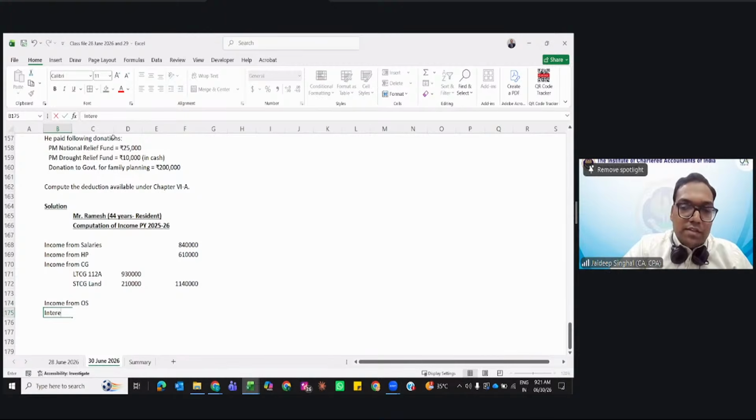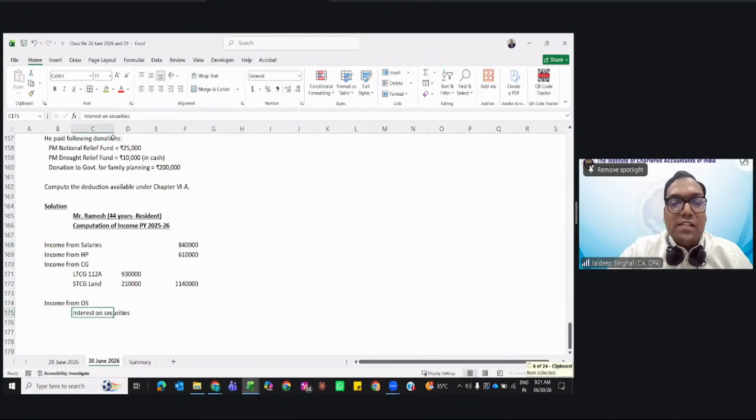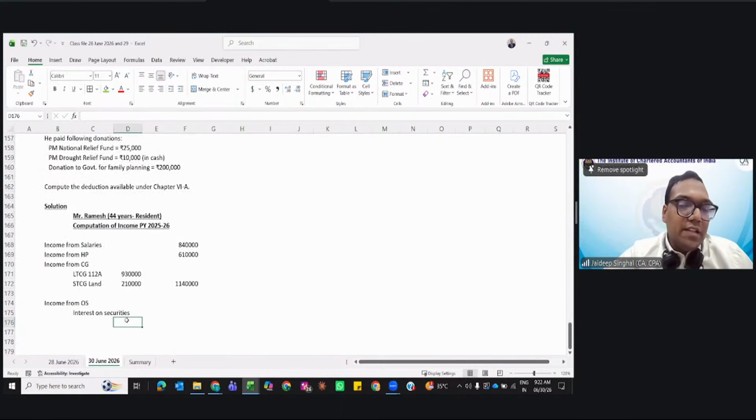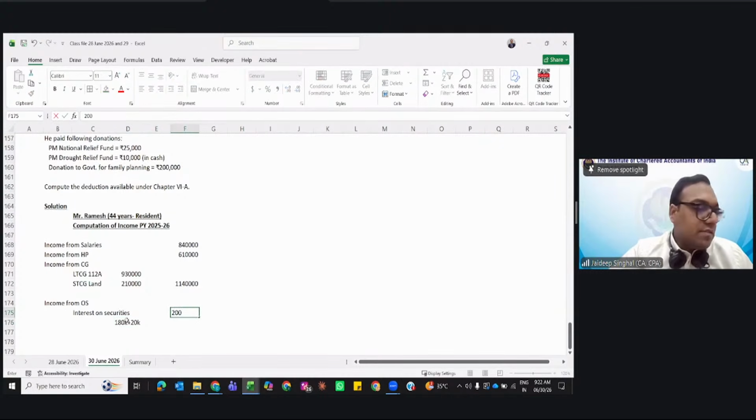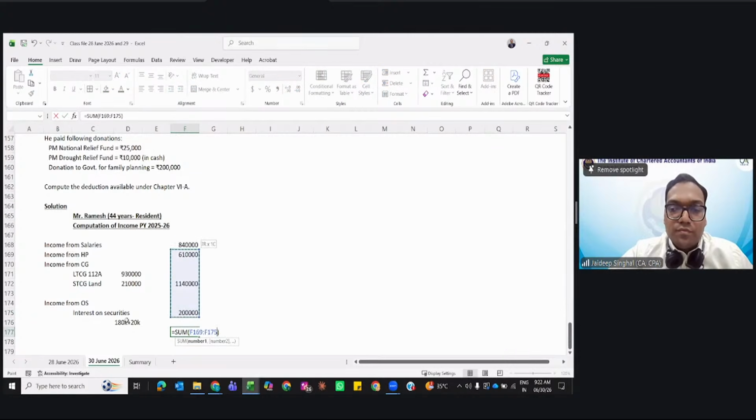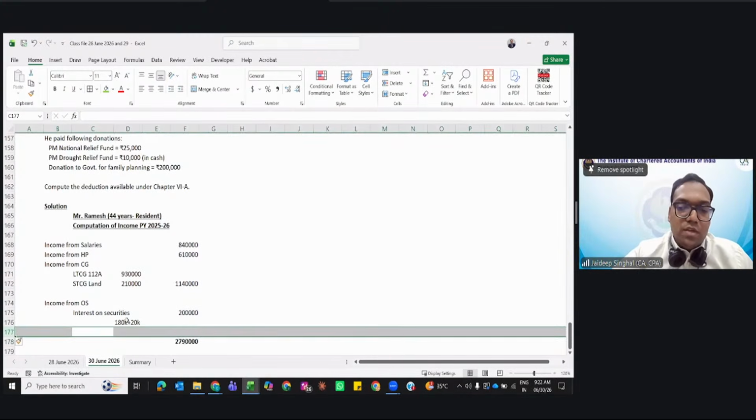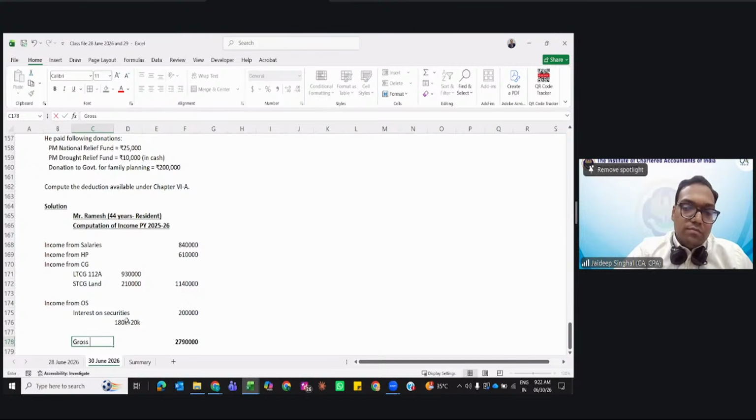Then income from other sources. Interest on securities is given. The net interest on securities is 1,80,000. You have received 1,80,000 and TDS of 20K was deducted. Next chapter we will discuss TDS in more detail. The income will be 1,80,000 plus 20,000, two lakhs. The total is 27,09,000. It is the gross total income.